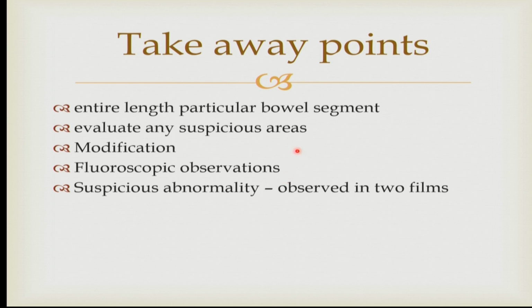We always need modification to our examination under fluoroscopic observation. So one needs to be active, following the patient in a barium procedure. And it is said that if you are suspecting an abnormality, only if it is seen in more than 2 films is it called an abnormality. Other than that, it could be just partial projection, some peristaltic movement, or so many other physiological things.